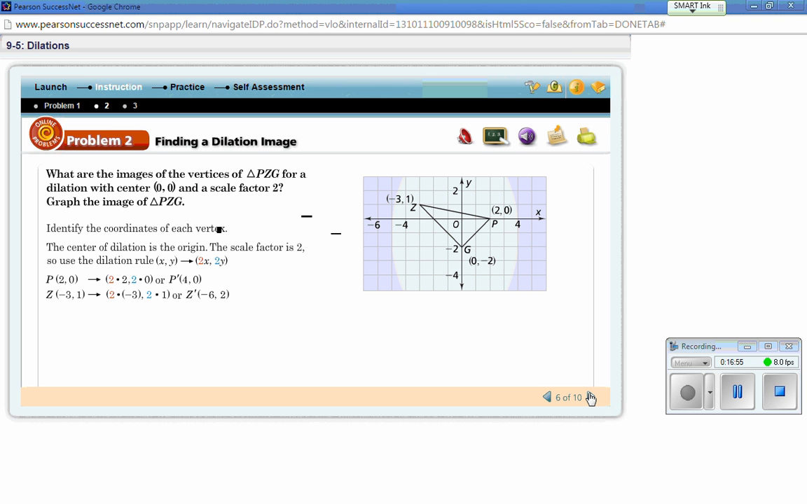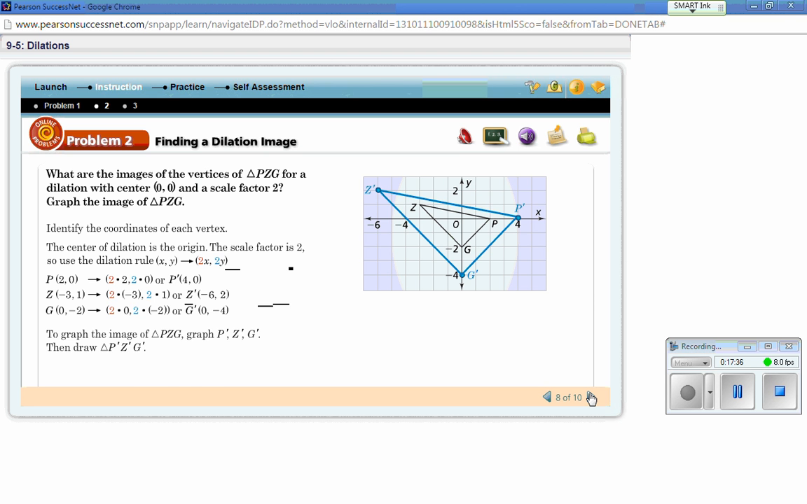Which is what we expected. All right, and they're going to find the last one for us. The image of G is 0, negative 4. To graph the image of triangle PZG, graph P prime, Z prime, G prime. And it is almost exactly what we thought it was going to be. Centered around the origin, just twice as big. Triangle P prime, Z prime, G prime.